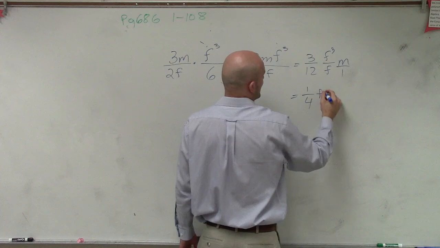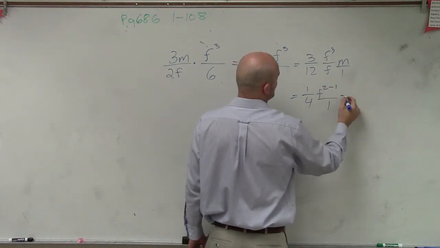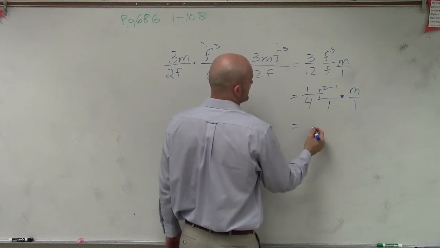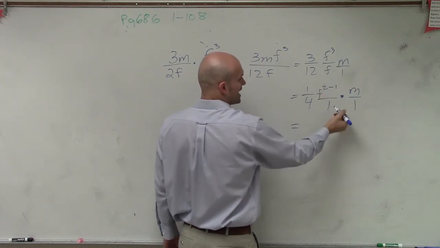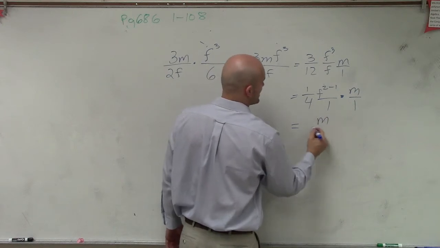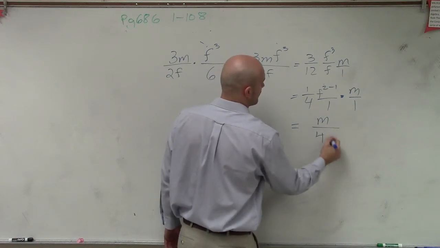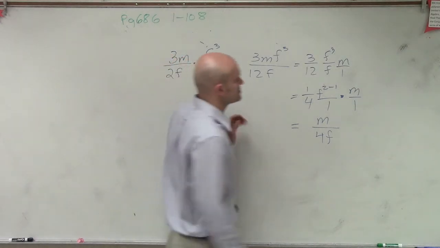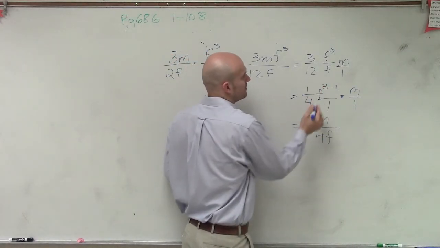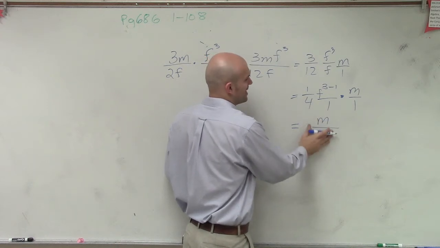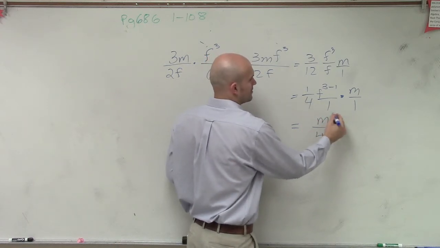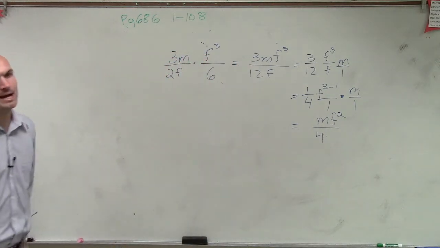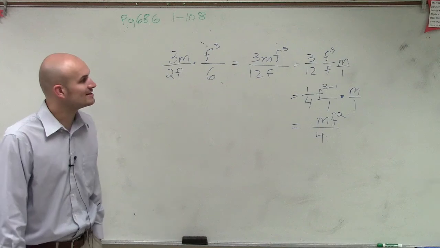This reduces down to f to the 2 minus 1 over 1 times m over 1. So therefore, you simplify, your final answer would be, this becomes a -1, which now puts it in the denominator. So your final answer would be m over 4f to the first. Yes? It's supposed to be 3 minus 1. You're right. And that would definitely make it positive as well, right? So it'd be an f squared. So it'd be mf squared divided by 4.